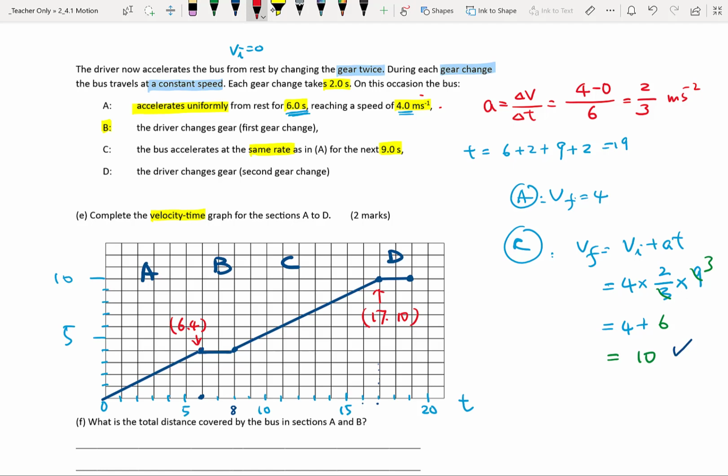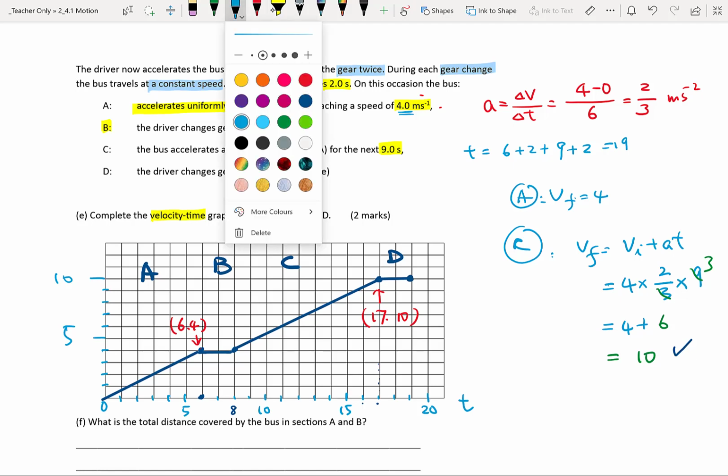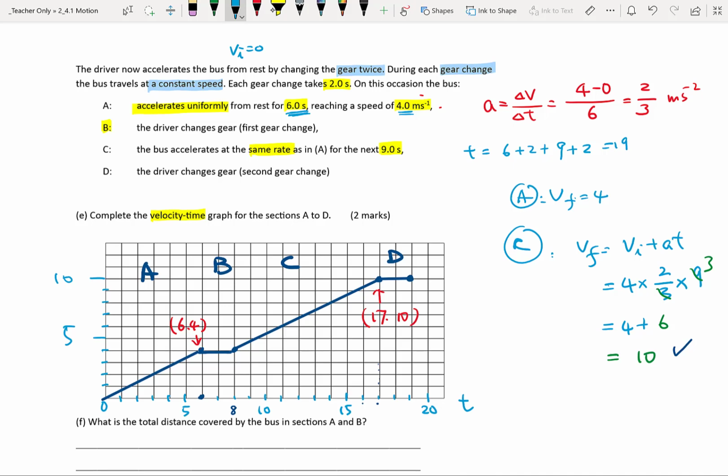Okay, so this is our VT diagram, and don't forget the label for the axis. Here's V, meter per second. Here's T, unit is time. Unit is seconds.